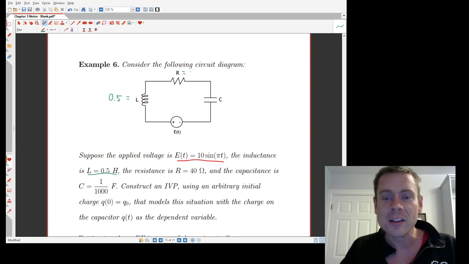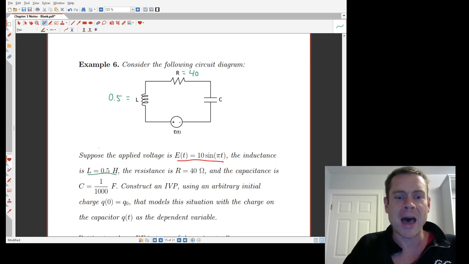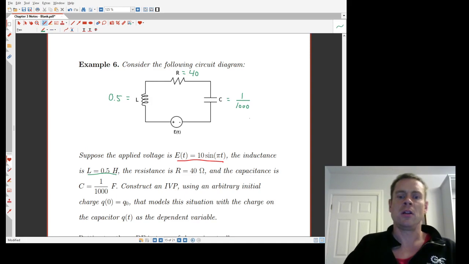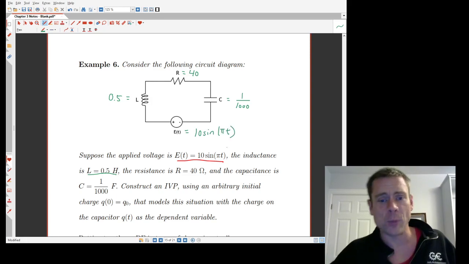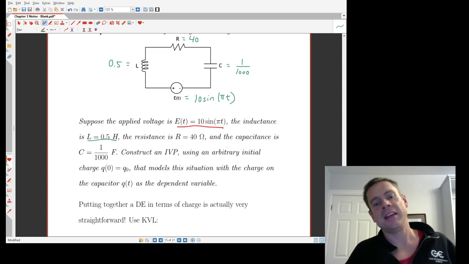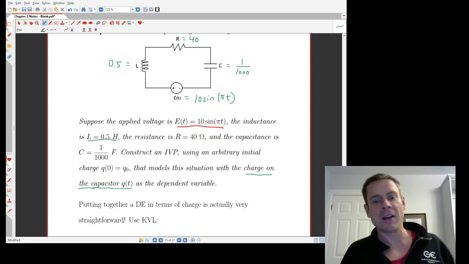I highly recommend. R equals 40. And the capacitance here is 1 over 1,000. All right. As I said, we have this source, which is a 10 sine of pi t. And we have all of the stuff that we need. This time is that last case where we are going to model the situation with the charge in the capacitor, Q of t, as the dependent variable.